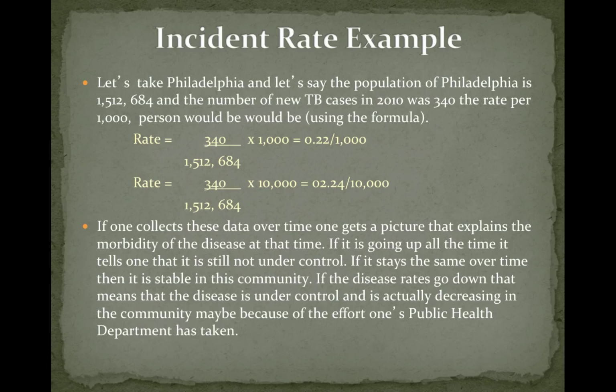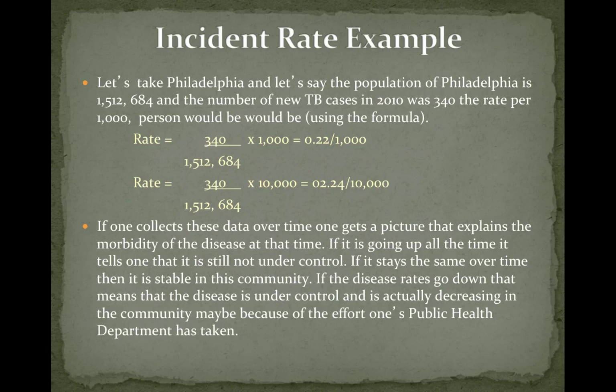Now, they should tell you, or I should tell you on the test, what you want to calculate the rate out to be, whether it's 1,000 or 10,000 or 100,000. Whatever you're calculating the rate to be, that's what you're going to multiply by. So if you're calculating the rate per 100,000, it would be 340 divided by 1.5 million-some, and then multiply that by 100,000.